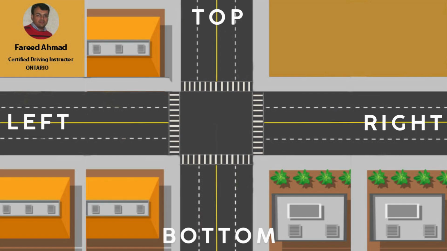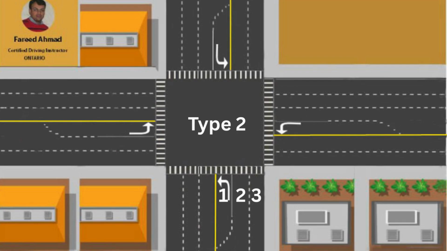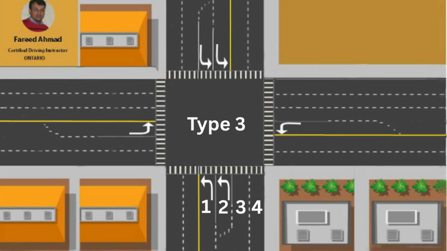So first of all, we will look at some common intersections, their lanes, and some turning rules. In this video, I have divided the intersections into three types. You can see in the picture, type 1 is the two-lane intersection, type 2 is the three-lane intersection, and type 3 is the four-lane intersection.